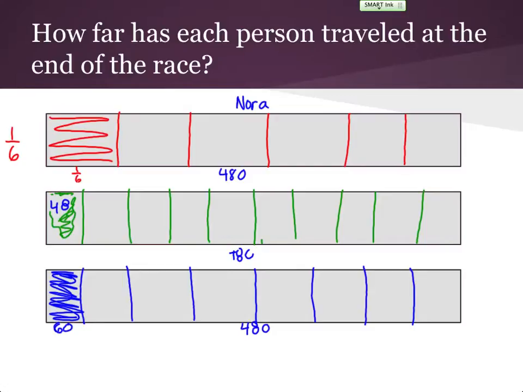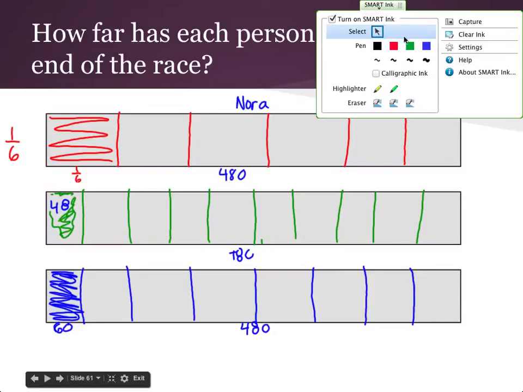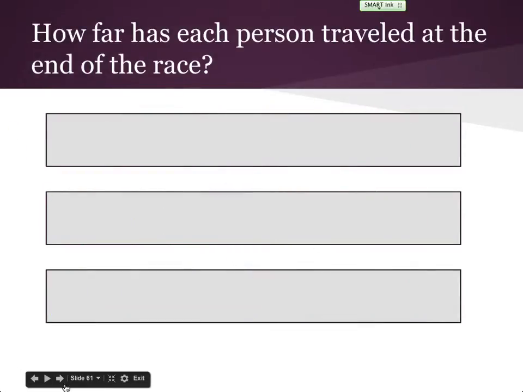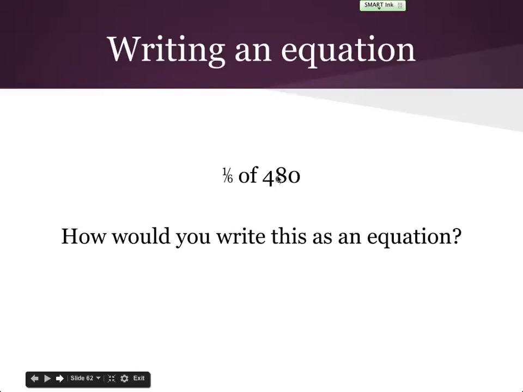Good. So we have an understanding as to how far they've traveled on this race. We can clearly see that Nora traveled the farthest, followed by Margaret, then Stuart. Okay? All right, clear the slide and let's move on to the next slide. So now, in terms of turning it into multiplying fractions, we want to think about how we can write 1/6 of 480 as a multiplication equation.